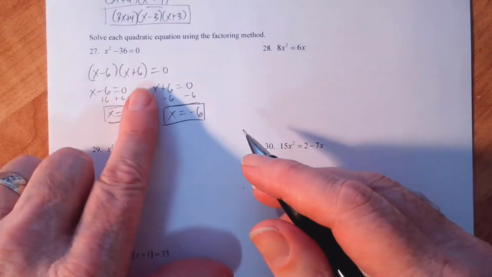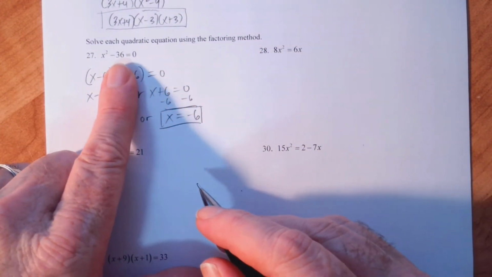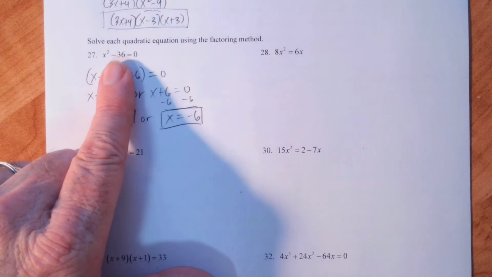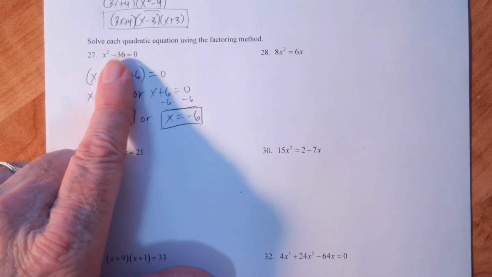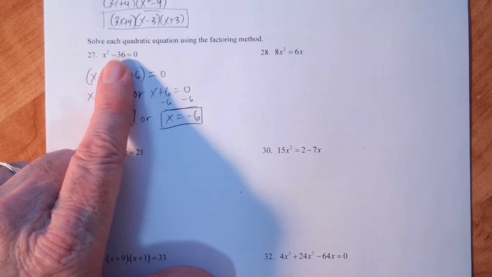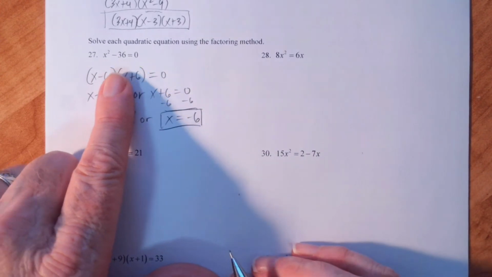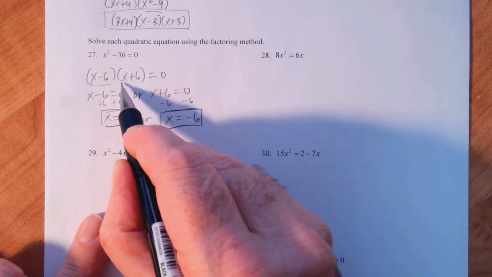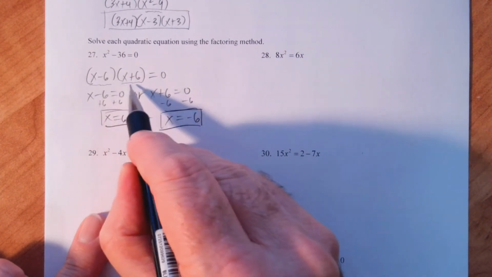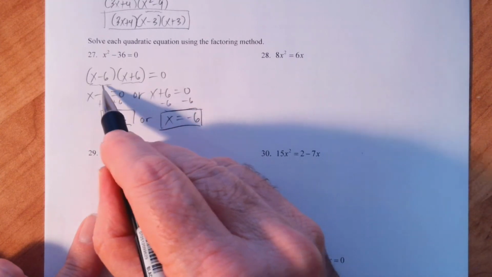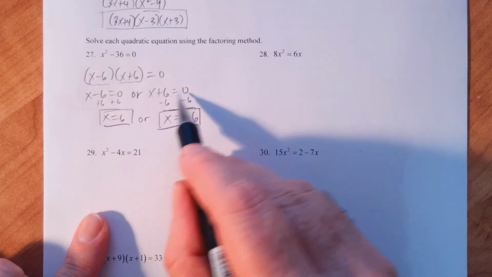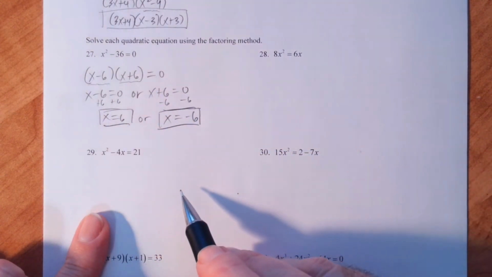So I just want to point out the process which we talked about in class. First of all, you want 0 on one side, and you want the quadratic equation written in standard form. So you want the x squared term, then the x term, then the constant. Here we don't have the x term. And then we factor, and in this case we factor it into these two factors here. Now since you have this times this equals 0, we know that when two numbers multiply to give you 0, one of them must be 0. Either x minus 6 is 0 or x plus 6. And then you solve these equations and you get your two solutions.